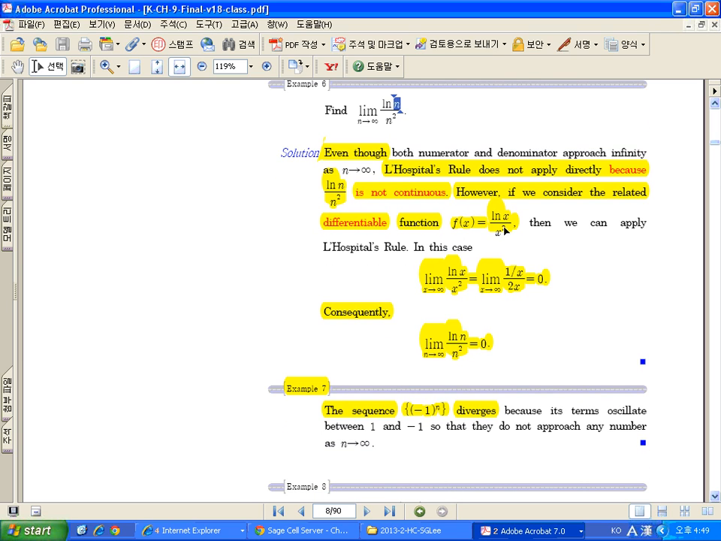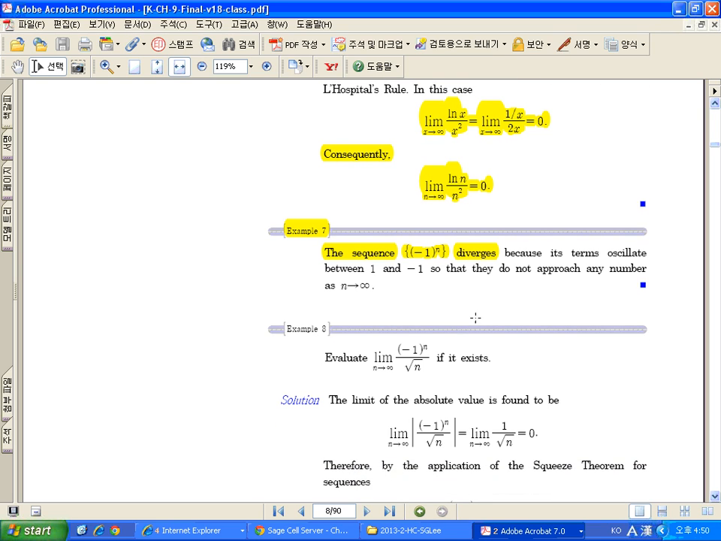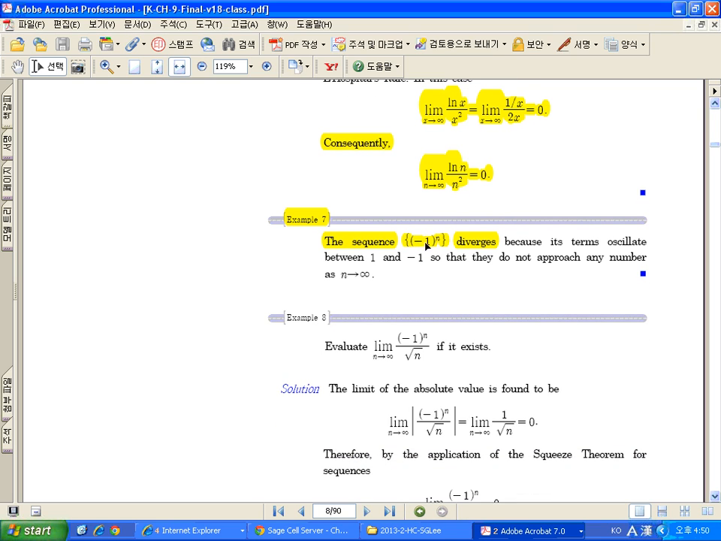So for the function f of x like this, when x goes to infinity, L'Hopital's rule is applied to take the derivatives of both terms, and this can be written as 1 over 2x squared. When x goes to infinity, this goes to 0. So consequently, we can say the limit of ln n over n squared goes to 0 as n goes to infinity. So there are several techniques that we can use. But the sequence (-1) to the nth power diverges because it oscillates.